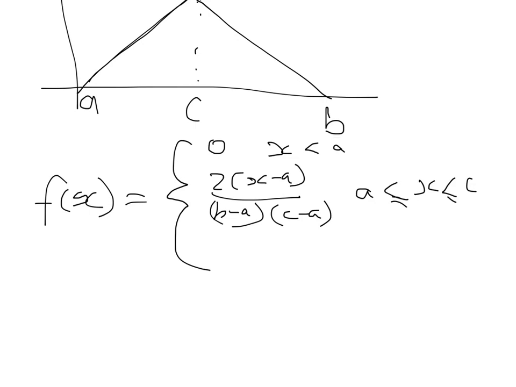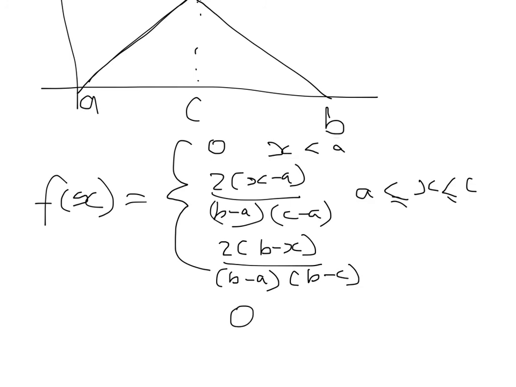Right. And then we look at 2 times b minus x, over b minus a, b minus c. And then this is when c is less than or equal to x, less than or equal to b. And finally 0 where x is greater than b. Again, obviously because there's nothing bigger than the maximum.